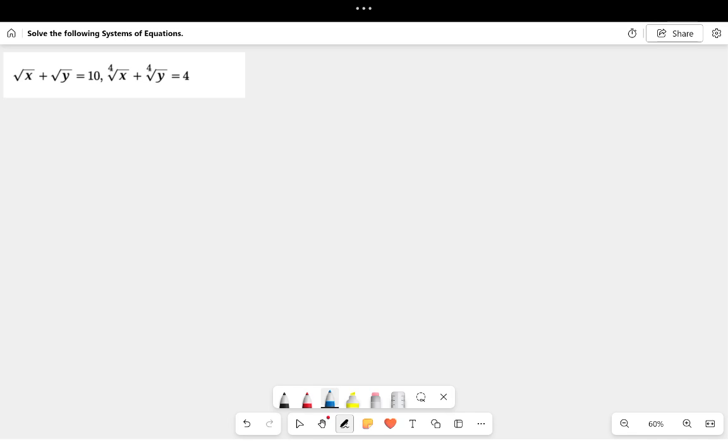Now I want to write it in a better way that everyone is used to seeing them. So what we have here is the square root of x plus the square root of y is equal to 10, and the fourth root of x plus the fourth root of y is equal to 4. I'm going to put the double bracket here to show that it's a simultaneous equation.